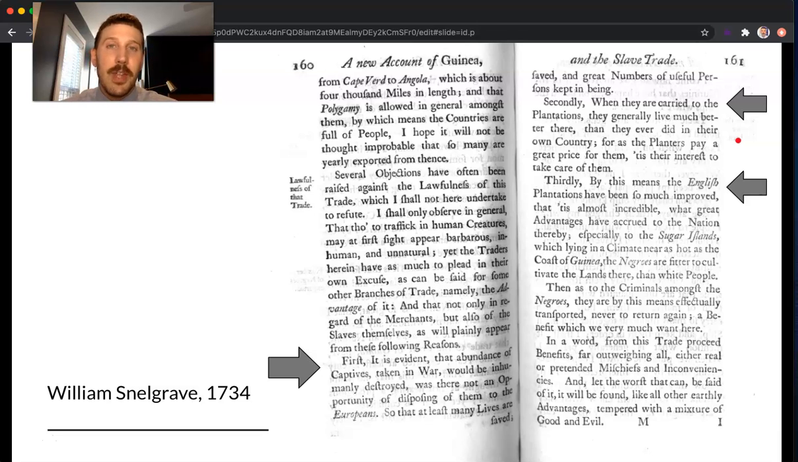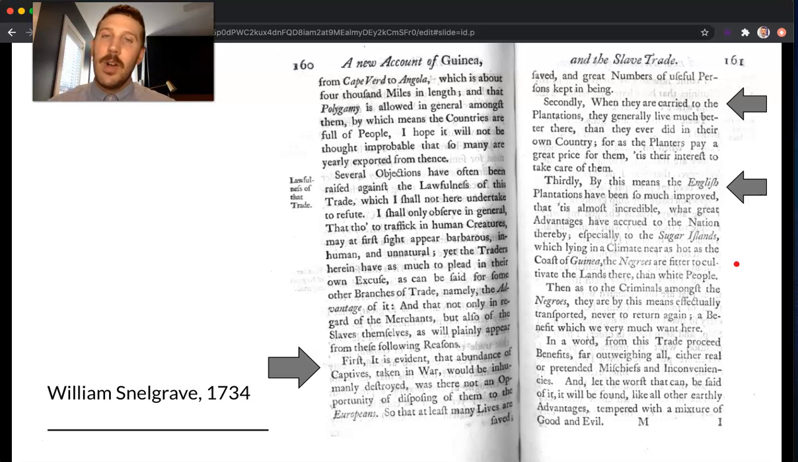And while it is true that enslaved people brought their particular expertise with them in terms of how to cultivate certain agricultural products, this makes the assumption that because they are more fitted to this land, they should be the ones doing the work and not white people. And then I missed one arrow here. Then, as to the criminals amongst them, they are by this means effectually transported, never to return again. We're doing these homelands back on the coast of West Africa a favor because we're taking away their criminals.